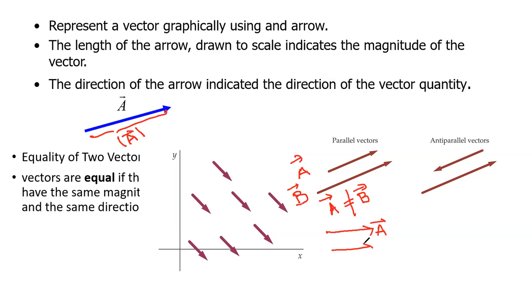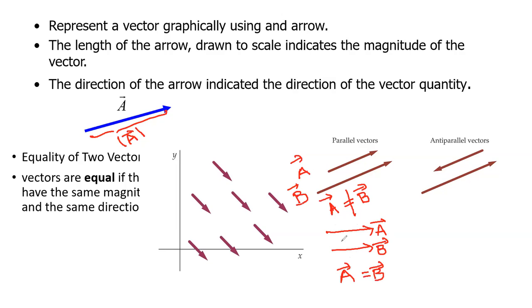But if I draw vector A and vector B like this, now look at that. I could write vector A is equal to vector B, because now they are the same length.